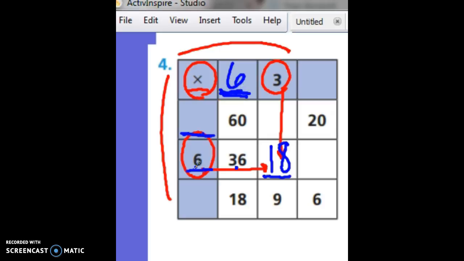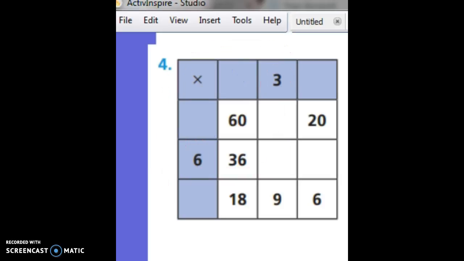Now give me 1 second, I'm going to erase all this and fill it back in. Go to 6, and we have our 18. And now I can keep going. I can also double check: 18 divided by 3 equals 6. If I'm starting with my 18, divided by 3 equals 6. Okay? And so let's look at 60. 60 divided by 6, because I'm starting with my total. So 60 divided by 6 is going to give me 10.